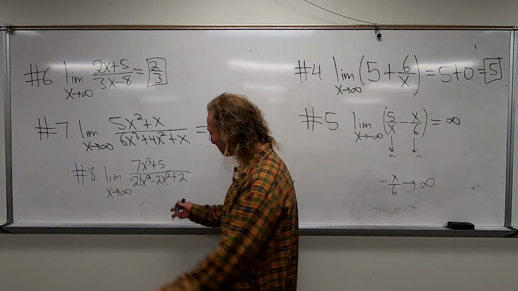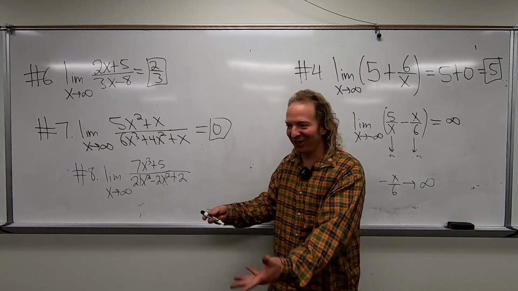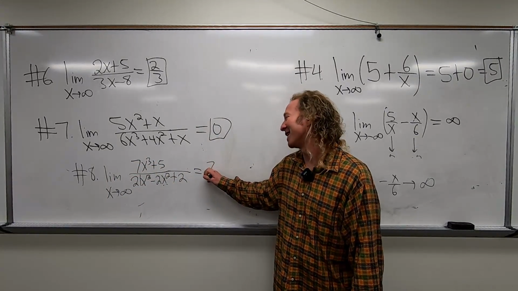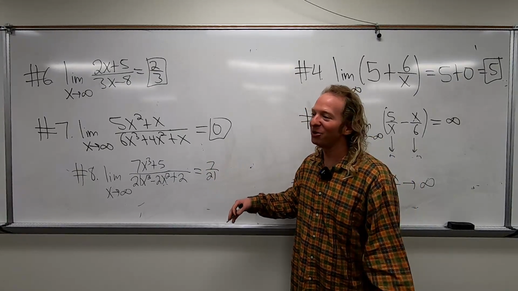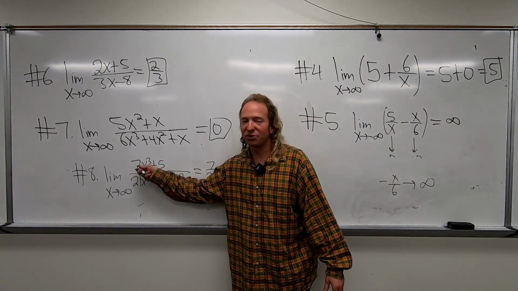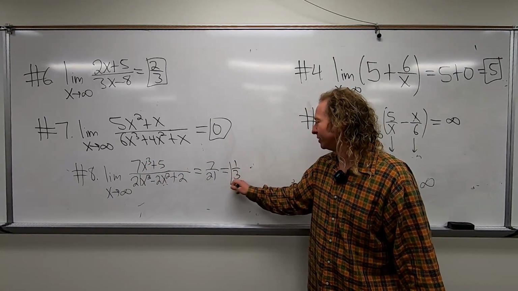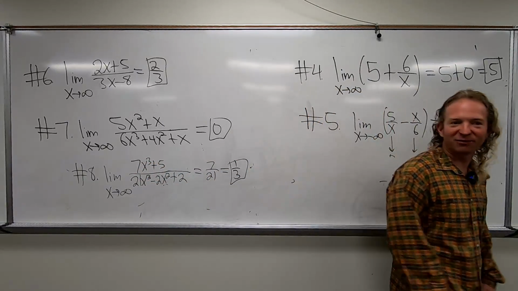Skipping steps, but that's fine. Yeah, because it's 7 over 21, which is 1/3. Good. Not only do you know how to do it, you can simplify it. It's really good. Because the degrees are the same, it's the ratio of the leading coefficients. So it's 1/3. Good stuff. I can't believe we've done 8 problems. I feel like we've done so much.